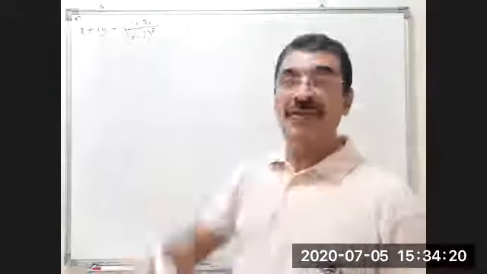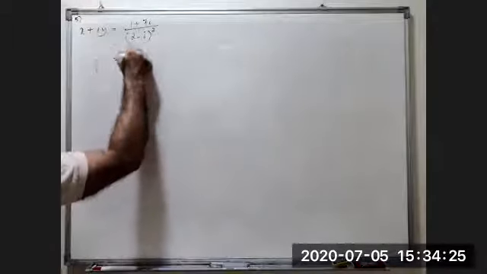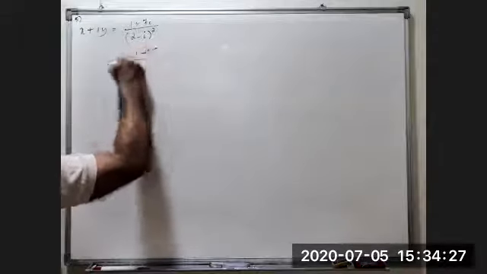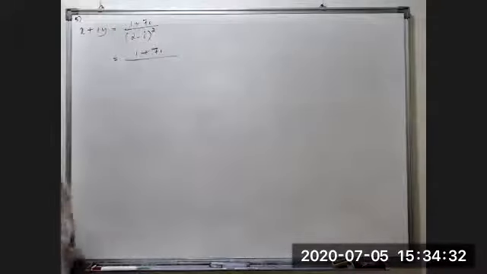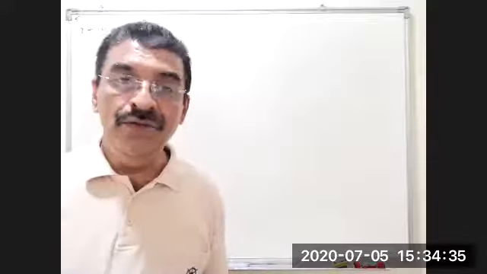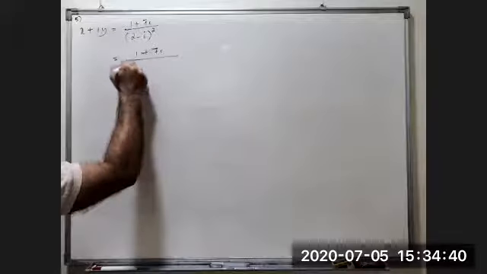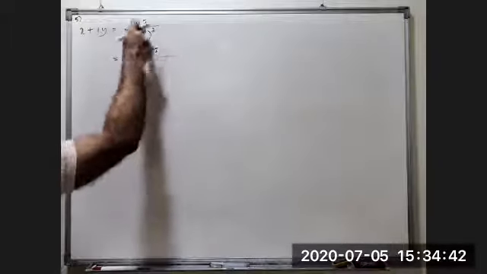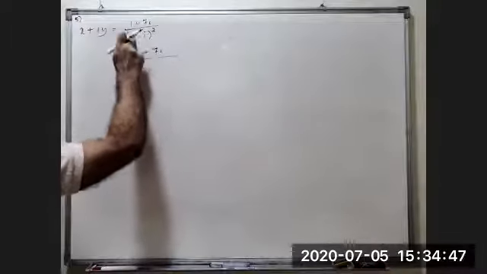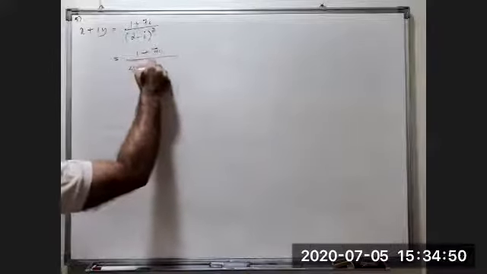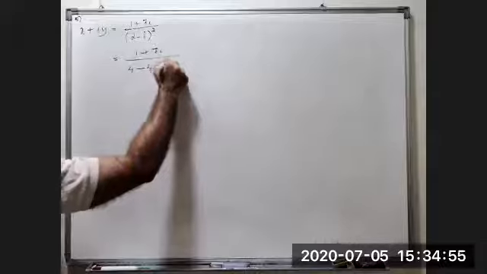So how to simplify? Numerator cannot be simplified. 1 plus 7i remains as it is. But the denominator, (2 minus i) the whole square. (a minus b) the whole square, we know the expansion. (a minus b) the whole square is a square minus 2ab plus b square. a square is 2 square, 4, minus 2ab, 2ab will become 2 into 2, 4i, 2ab is 4i, plus b square is i square.